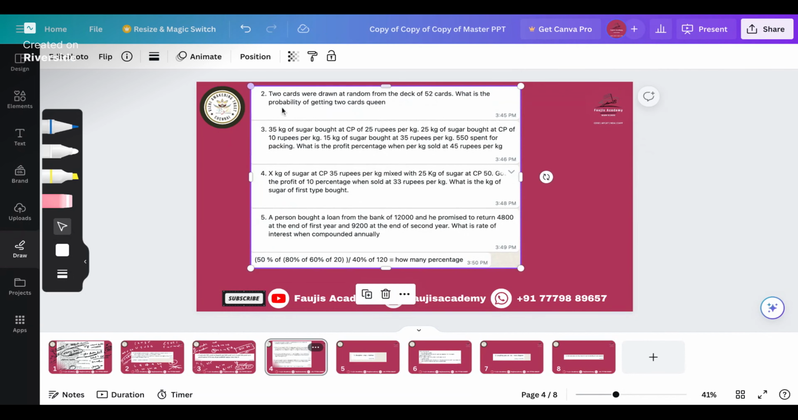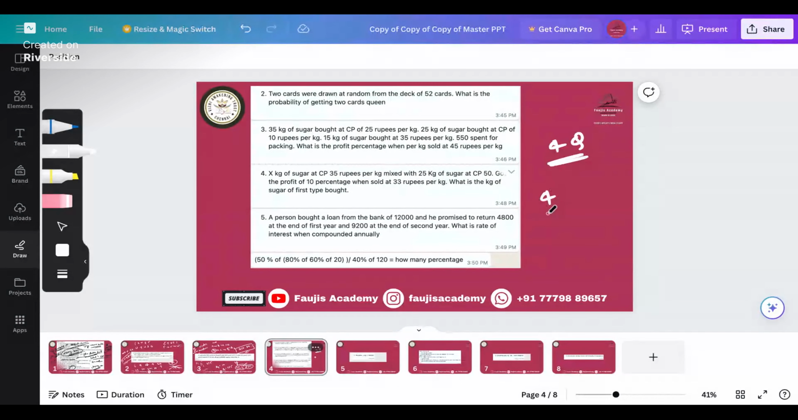So probability is not so prevalent in examination. Two cards were drawn at random from a deck of 52 cards. What is the probability of getting two queens? How many queens are there? Four queens are there. So the first one, two cards you are drawing. First you draw, so what was the probability? 4 by 52. 4 out of 52 can be a queen.